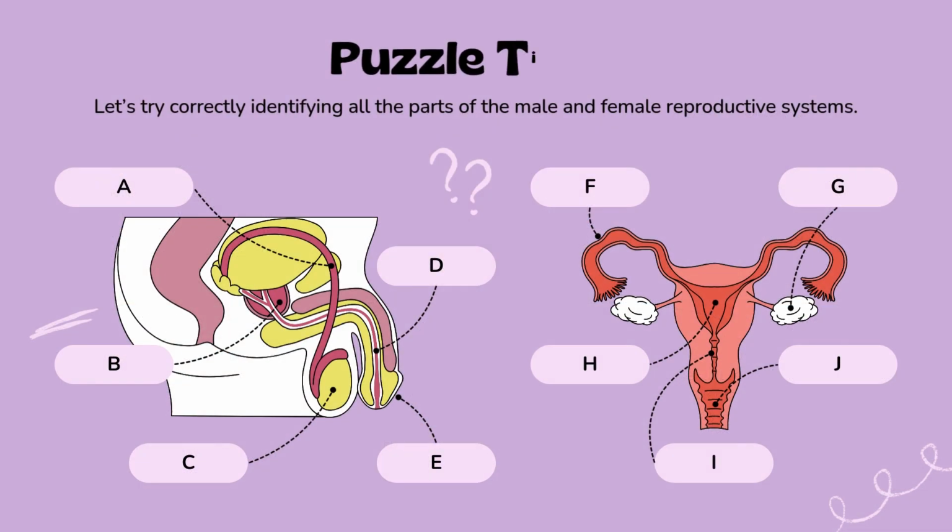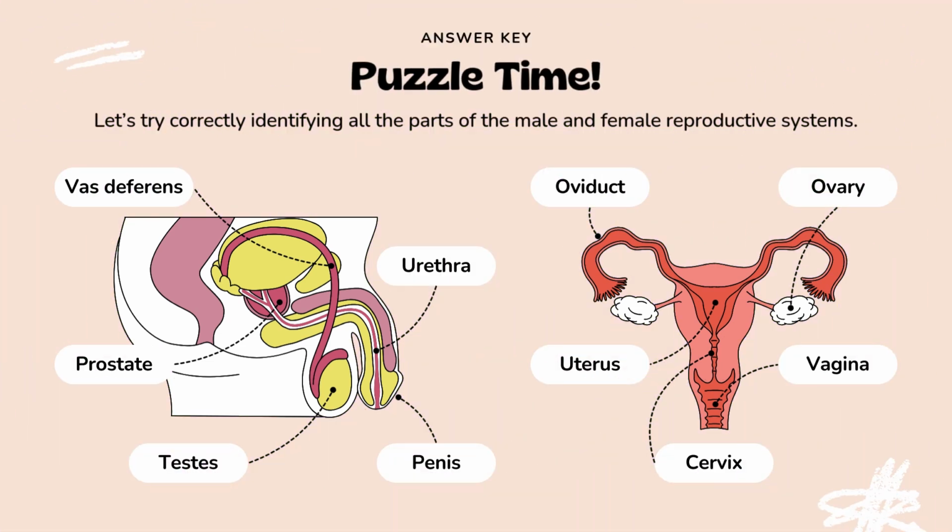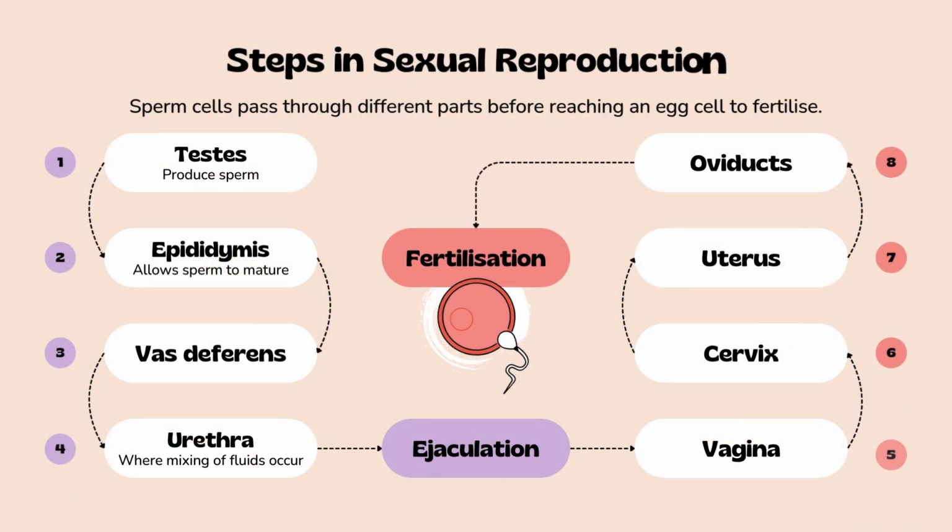Students, here is a puzzle for you. You can pause the video and solve this. Here are the answers for you to recheck. Now students, this is an overview of the steps of sexual reproduction.